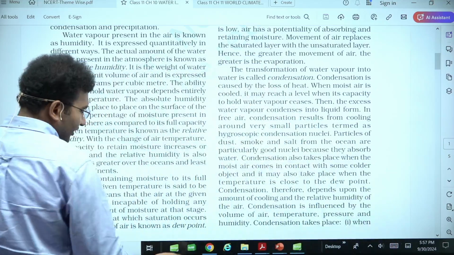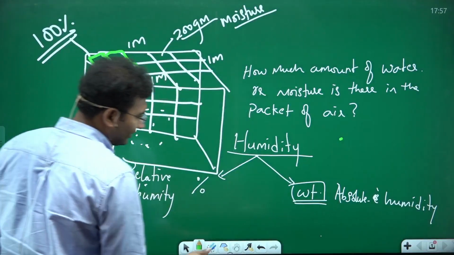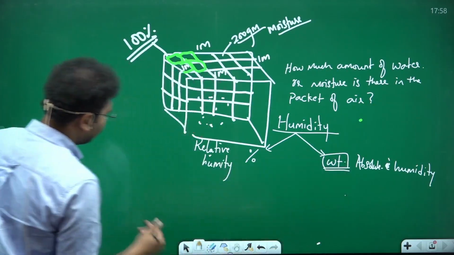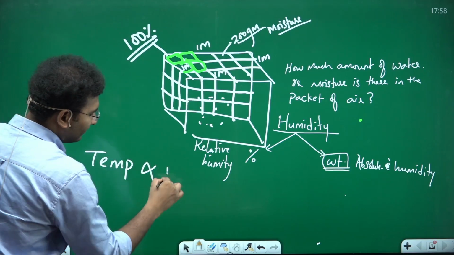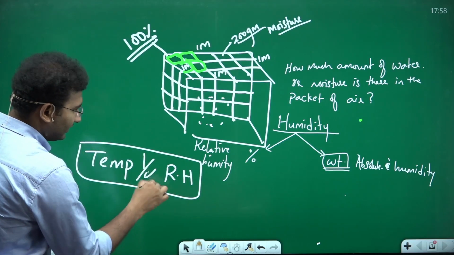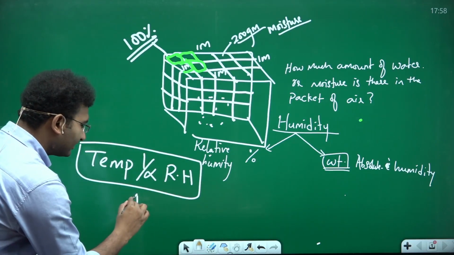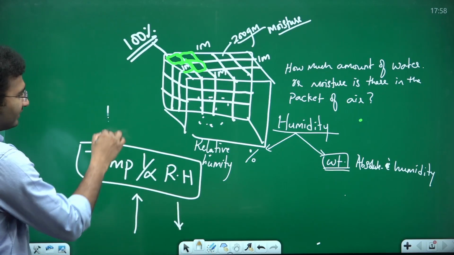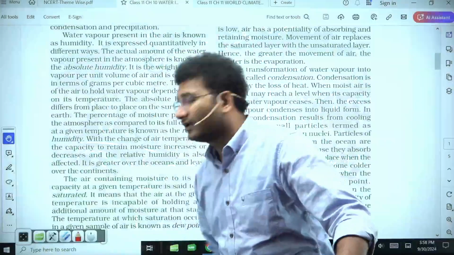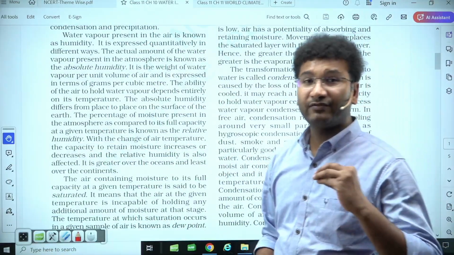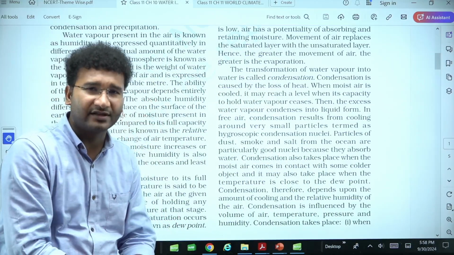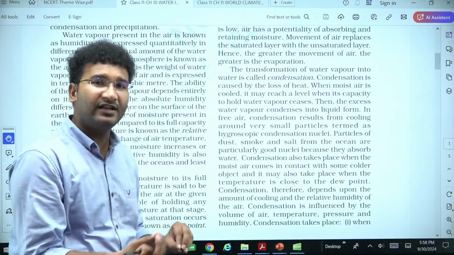Now you need to understand one more thing. The relationship between temperature and relative humidity is not directly proportional, it is inversely proportional. That means if you increase the temperature, relative humidity will decrease. If you decrease the temperature, relative humidity will increase. Remember this.